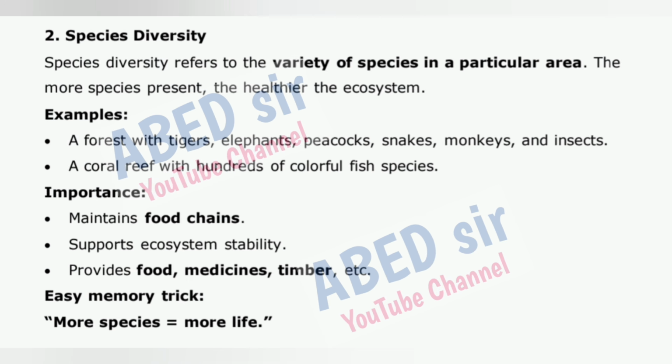2. Species diversity. Species diversity refers to the variety of species in a particular area. The more species present, the healthier the ecosystem. Examples: a forest with tigers, elephants, peacocks, snakes, monkeys, and insects. A coral reef with hundreds of colorful fish species.